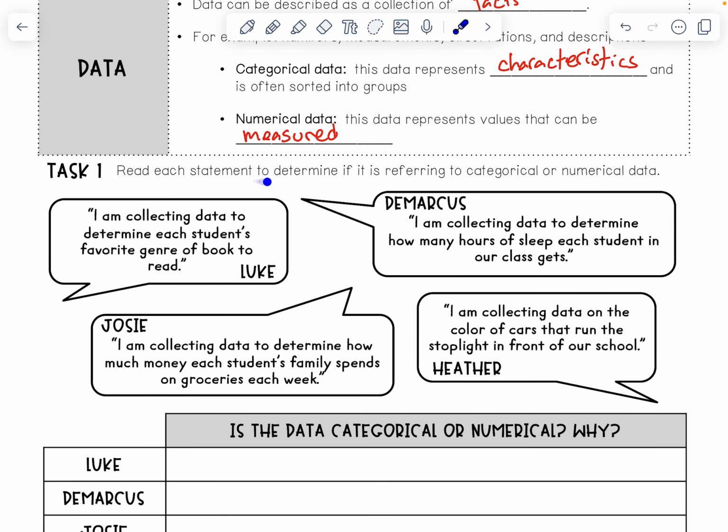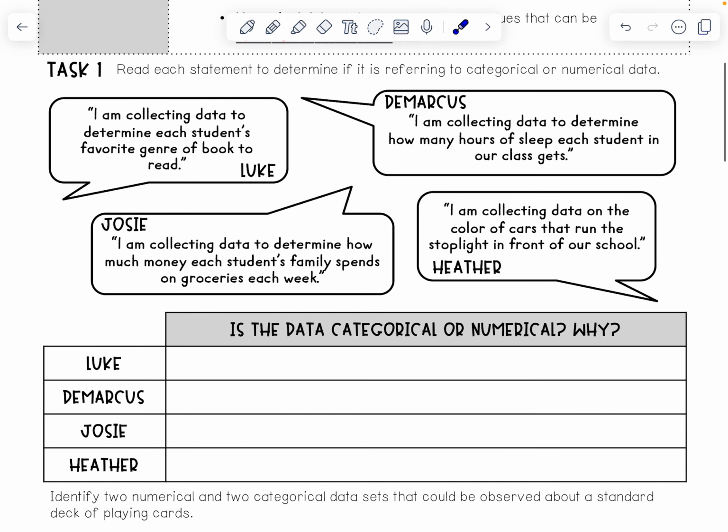So in task 1, they want us to read each statement and determine if it is referring to categorical or numerical data. So let's read Luke first. He says, I'm collecting data to determine each student's favorite genre of book. So he's trying to figure out their favorite genre of book. Genres of books, that would be categorical data. And it's categorical, it's these genres of books. So it is a categorical kind of data.